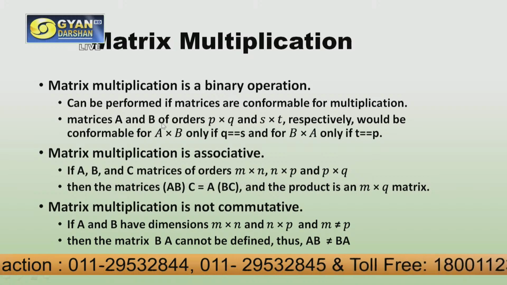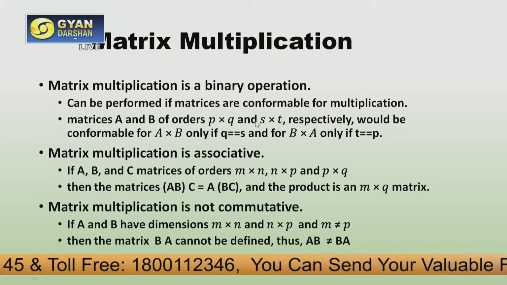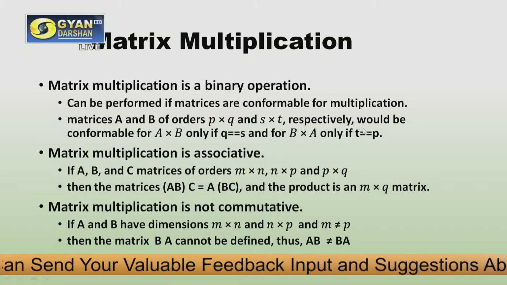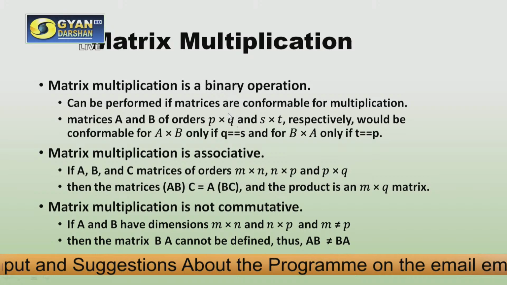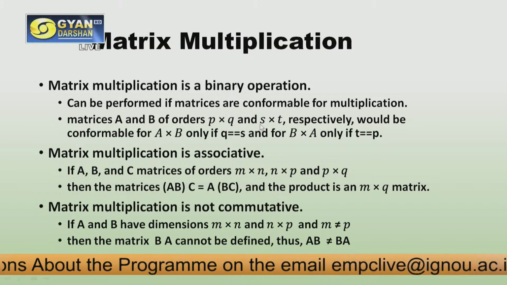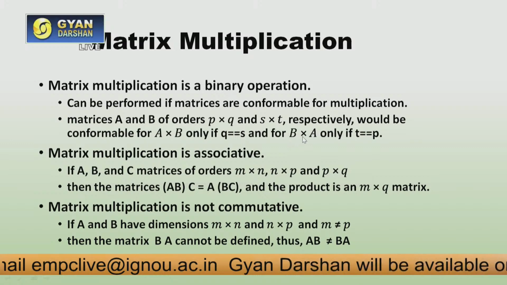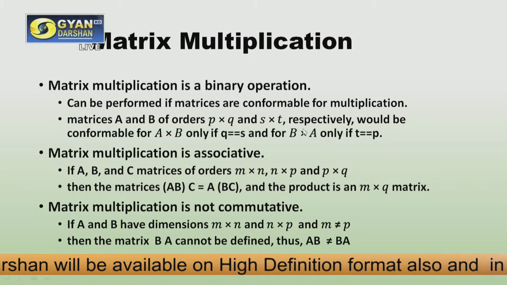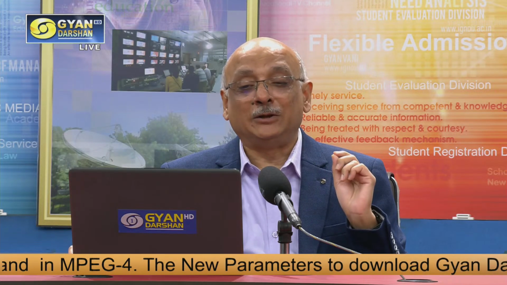If matrices A and B are of order P cross Q, and S cross T, then Q equals S. Has to be there. Q should be equal to S. A multiplication B would be conformable only when this Q is the same as S. Otherwise it won't be. And if you want to multiply B cross A, then T and P should be equal. So these are the conditions for conformability. The dimension has to be the same. Then only you can multiply.